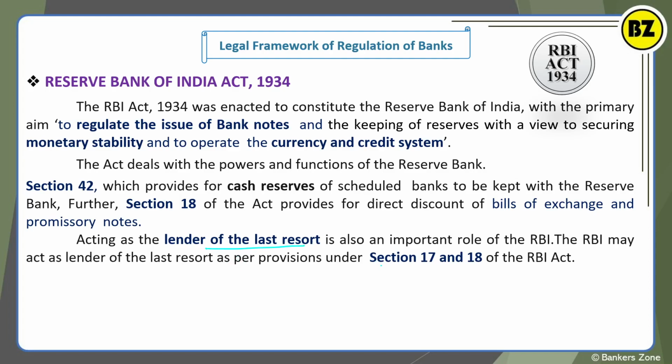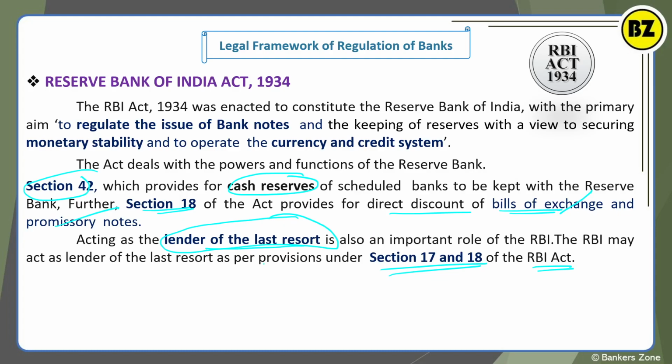See, you have to understand here. Three or four sections are important. We should understand how the RBI acts as the lender of last resort, under which section? Section 17 and 18 of the RBI Act. Okay, CRR needs to be maintained under which section? Section 42 of the RBI Act. Section 18 provides direct discount for the bill of exchange as per the RBI Act. Now, what is the bill of exchange permission? That we have to discuss further.